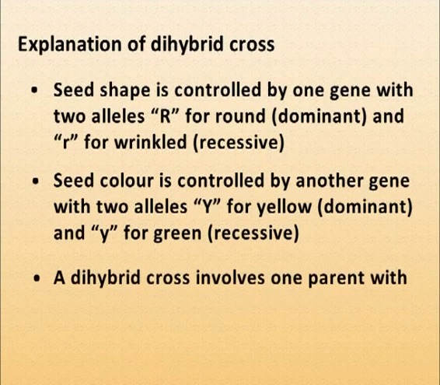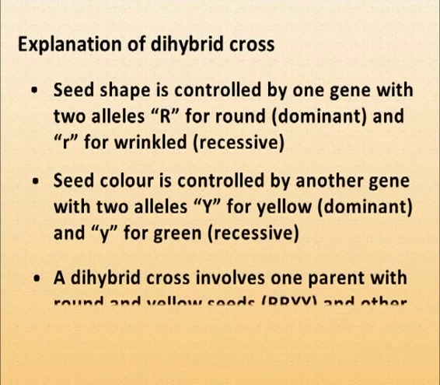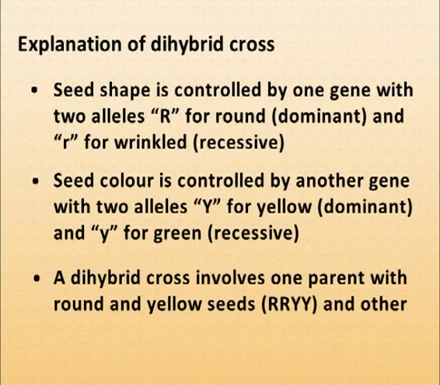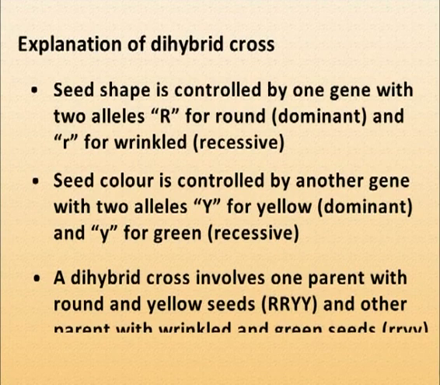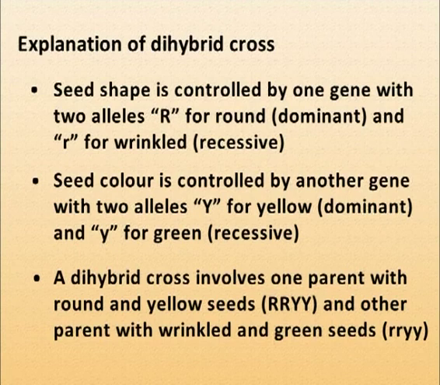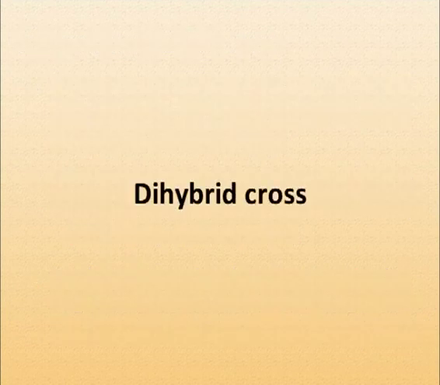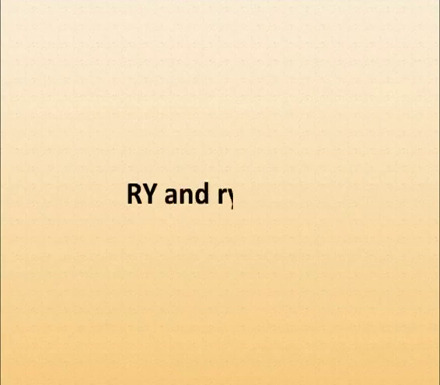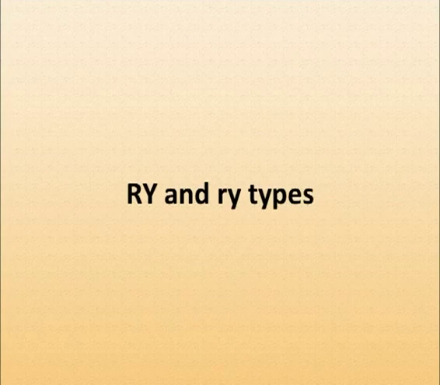A dihybrid cross involves one parent with round and yellow seeds, that is capital R, capital Y, and the other parent with wrinkled and green seeds, that is small r, small y. Each parent in this dihybrid cross produces a single type of gamete, that is capital R, capital Y type by one parent and small r, small y type by the other parent.